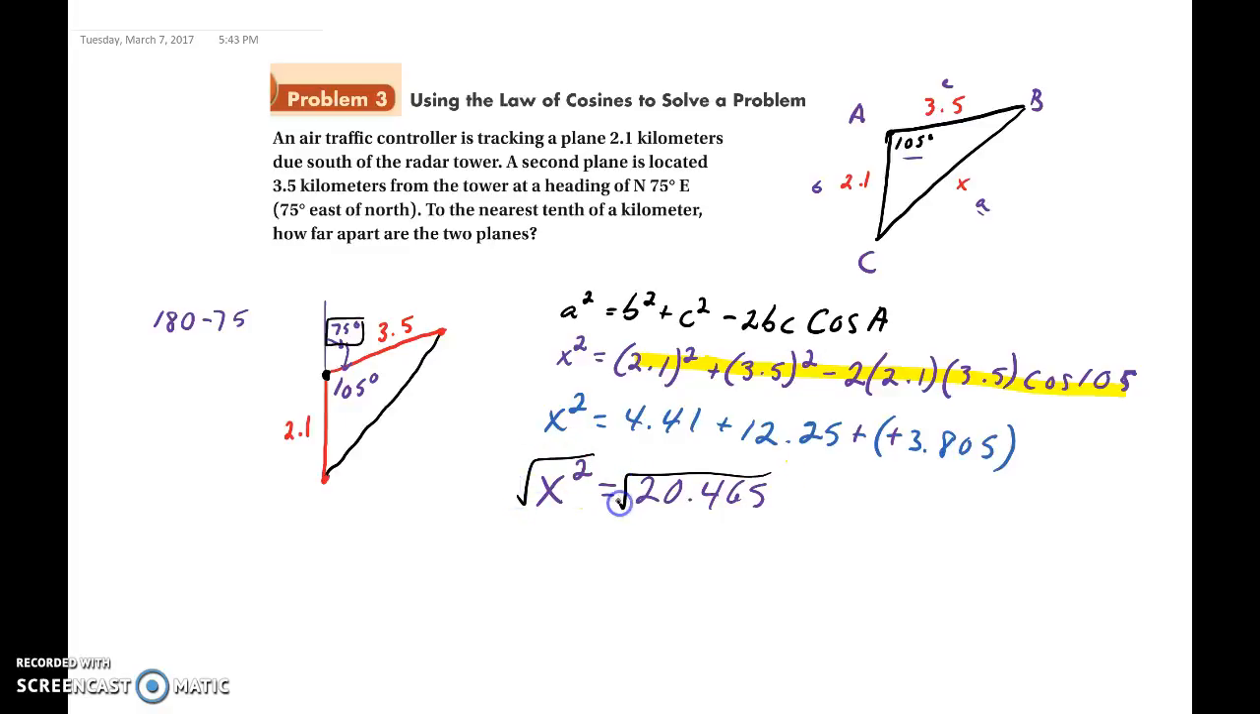Then we take the square root of each side. And remember, I want us to be correct algebraically, so x is equal to plus or minus the square root of 20.465, which is 4.52. We will reject the negative answer, and it says round to the nearest tenth of a kilometer, so x is approximately equal to 4.5 kilometers. So the two planes are approximately 4.5 kilometers away.